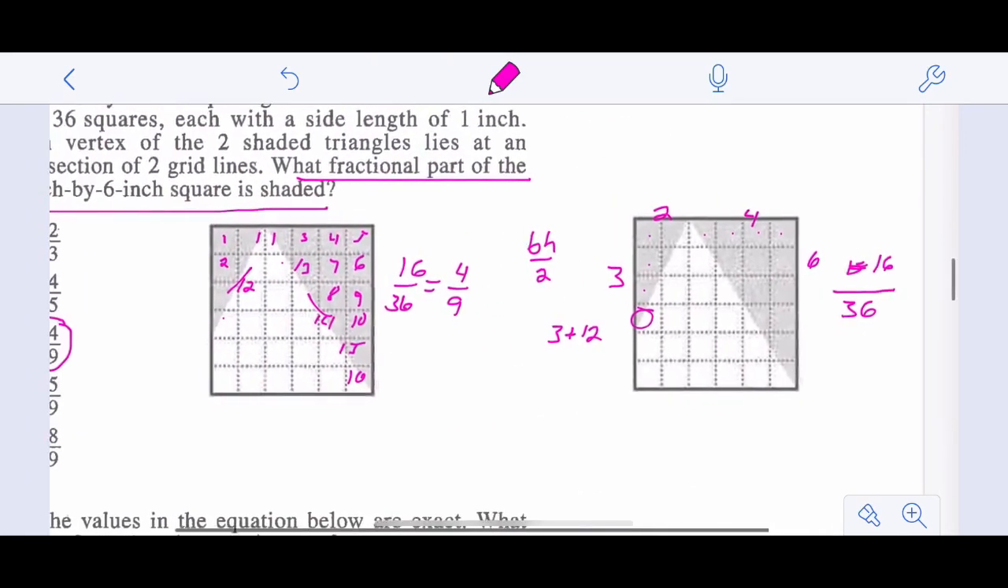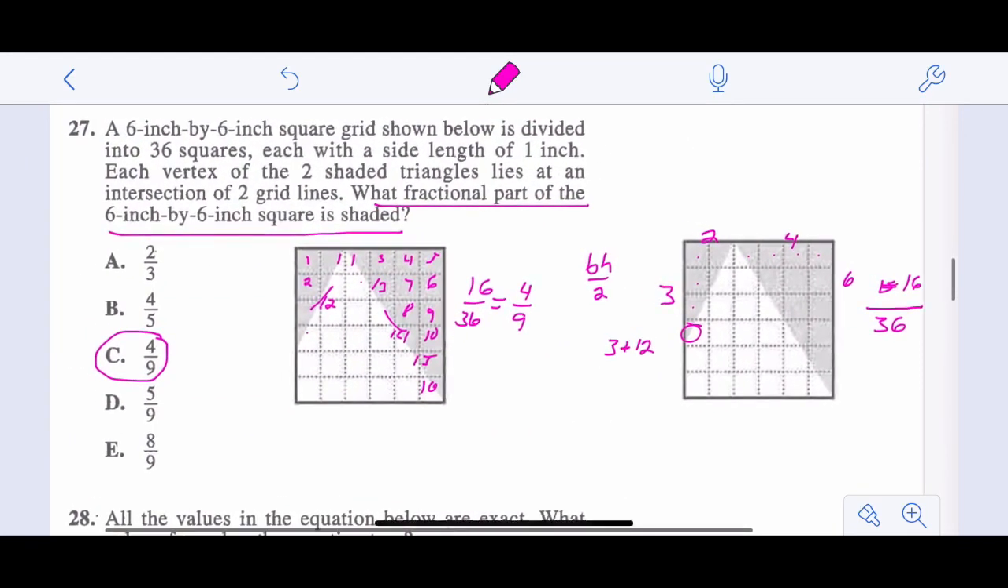So whichever way makes you happy, whichever way is the fastest way to solve the problem for you, that's the way you should do this question. So our answer is C.